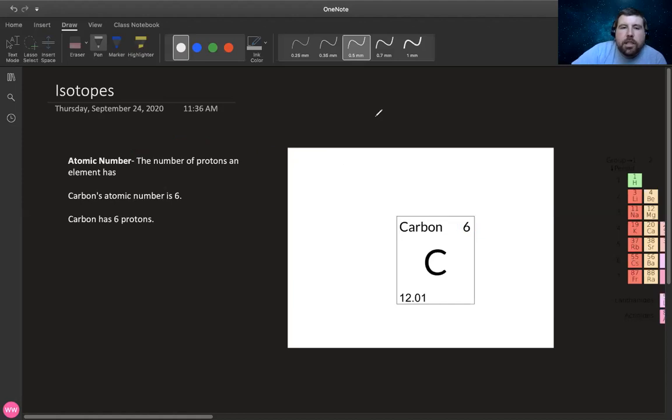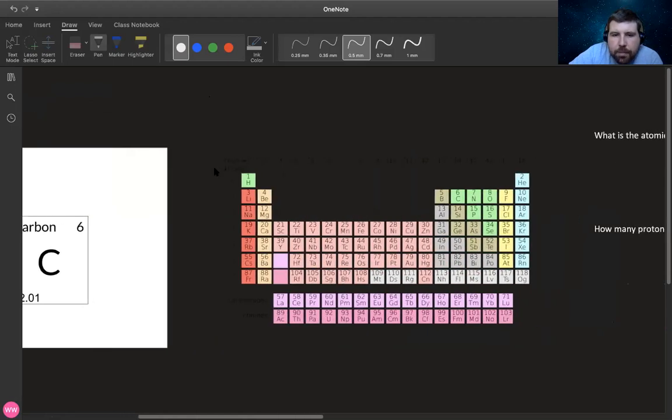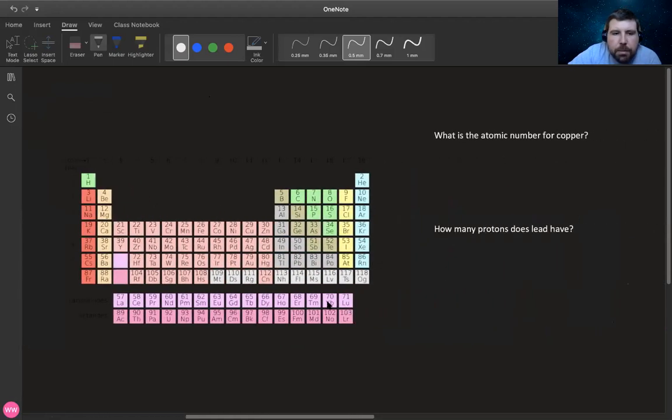So let's check some of our understanding here. Let's look at a periodic table and answer a couple of questions about the elements. The first one is, what is the atomic number for copper? Copper has the element symbol Cu. You look around and, oh hey, Cu is right here. The atomic number for copper is 29. Remember, that is also the number of protons it has, and that helps us out with the next question.